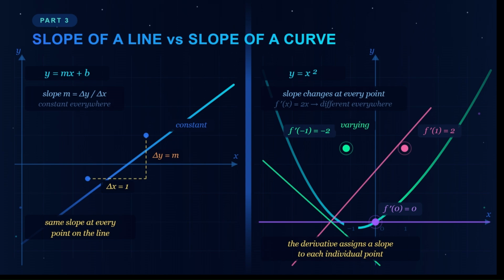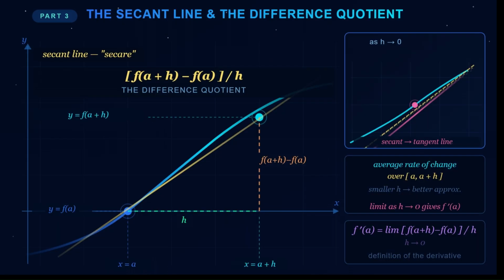But what about a curve? Consider the parabola y equals x squared. At the point where x equals 1, the curve is rising. At x equals 0, it is flat. At x equals -1, it is falling. The slope is clearly different at every point. A single number cannot describe the slope of a curve everywhere simultaneously. This is the fundamental challenge that the derivative solves. It gives us a way to assign a meaningful slope value to a curve at each individual point, even though the curve is constantly bending.